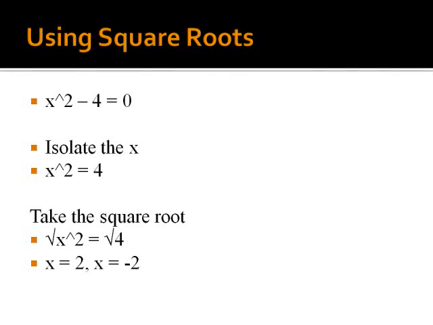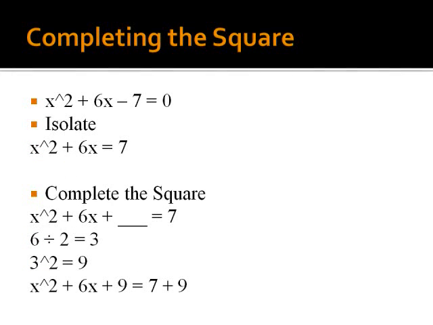Another problem you may face is an equation like this, x squared plus 6x minus 7. To find the solutions, you need to do as you would normally do. Isolate the variable by moving the constant over to the other side of the equation. You now have x squared plus 6x equals 7. To find the real solutions, you must complete the square.